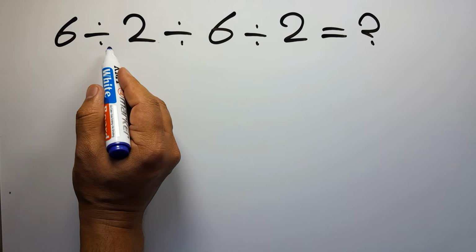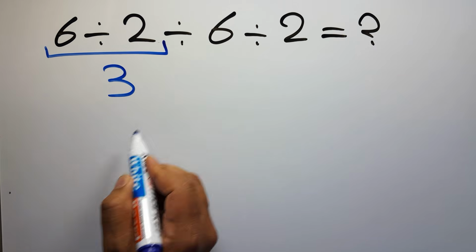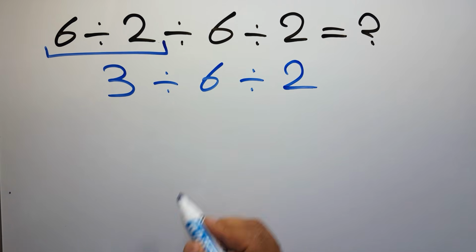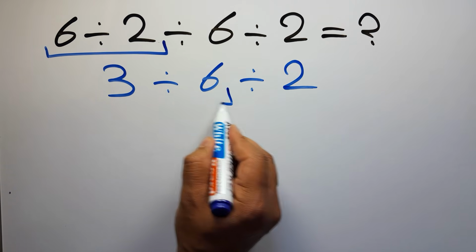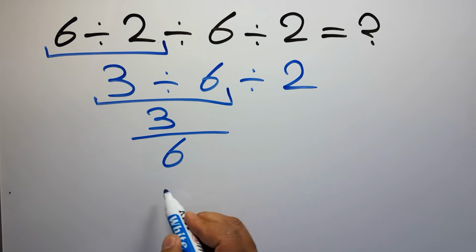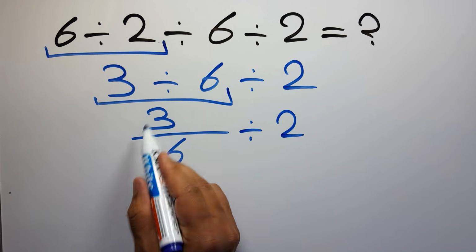So first we have to do this division. 6 divided by 2 gives us 3. So 3 divided by 6 and divided by 2. Now we have to do this division. 3 divided by 6 can be written as 3 over 6. Then divided by 2. Now let's simplify this fraction.